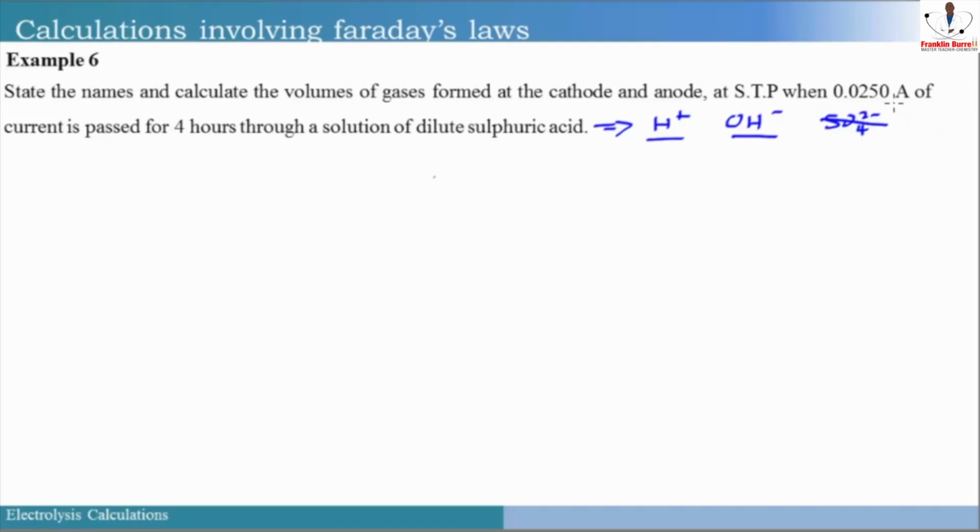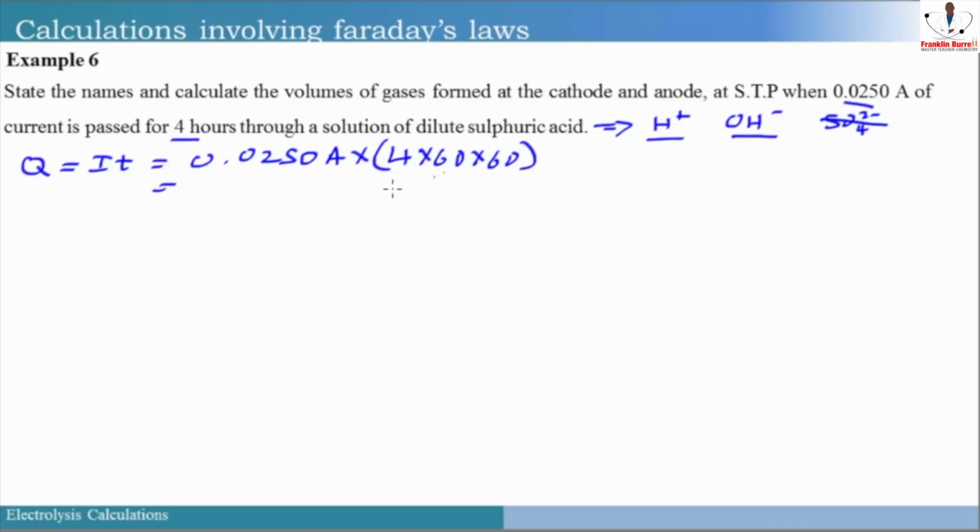Now, since we have current and time, we can go ahead and work out Q. So the first action here is to work out Q. So Q equals IT, and I is 0.250 amperes, multiplied by a time of 4 hours, which we would convert to minutes and then seconds. So in this calculation, we are going to multiply 4 times 60 times 60, and this is seconds, times our current of 0.25 amperes.